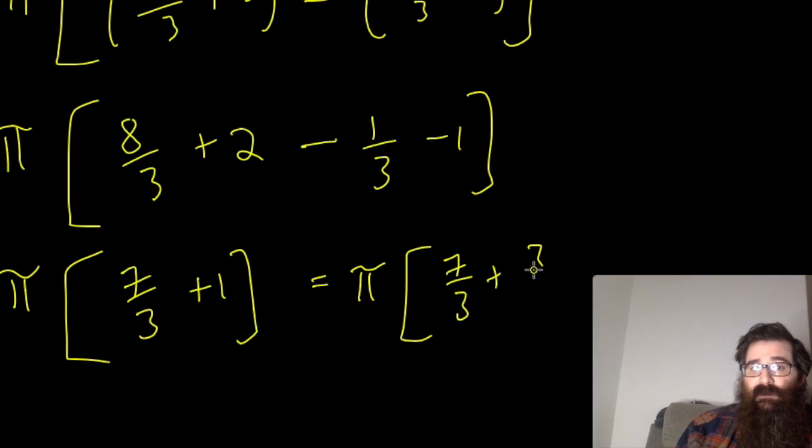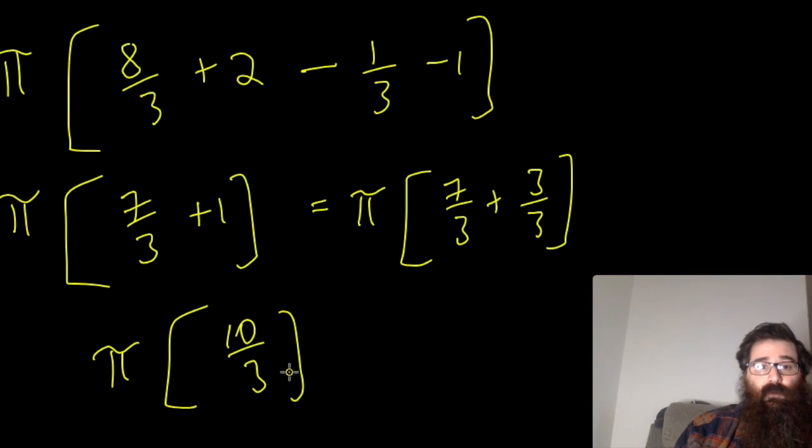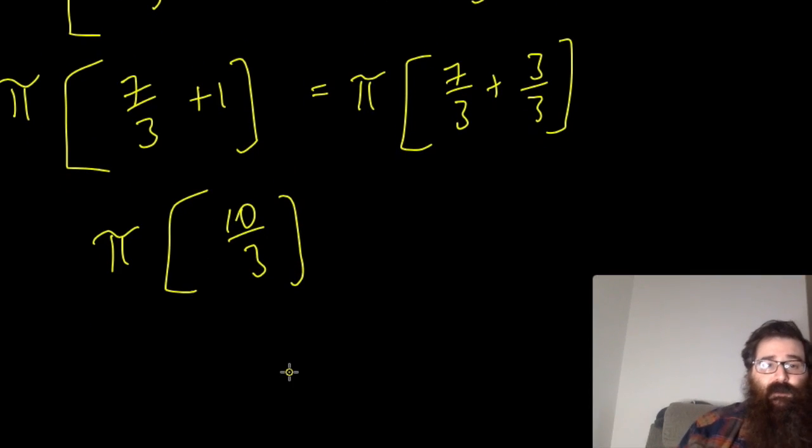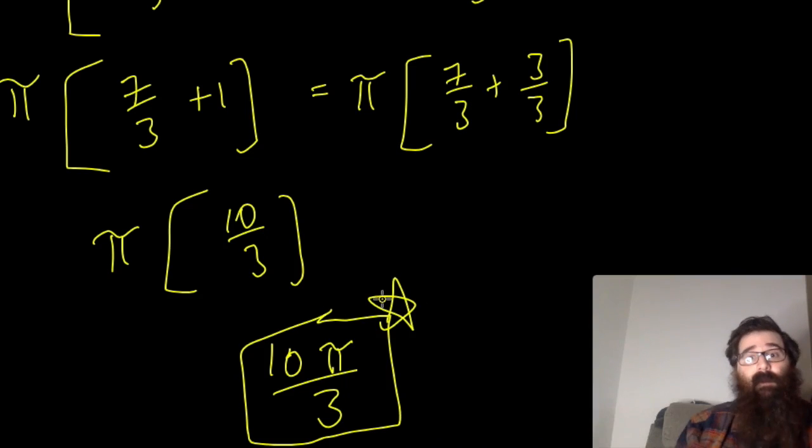7/3 plus 1 is really a funny way of saying 7/3 plus 3/3. And then now I can add those like fractions. So I have pi times 10/3. Or just, since it is a final answer, I would probably write this really cute 10 pi over 3. Okay, and there we have it.